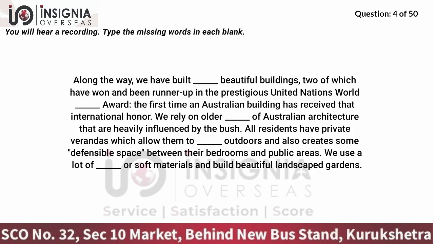Along the way, we have built unashamedly beautiful buildings, two of which have won and been runner-up in the prestigious United Nations World Habitat Award, the first time an Australian building has received that international honor. We rely on older concepts of Australian architecture that are heavily influenced by the bush. All residents have private verandas which allow them to socialize outdoors and also create some defensible space between their bedrooms and public areas. We use a lot of natural or soft materials and build beautiful landscape gardens.